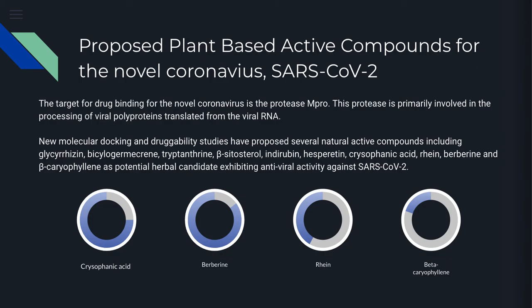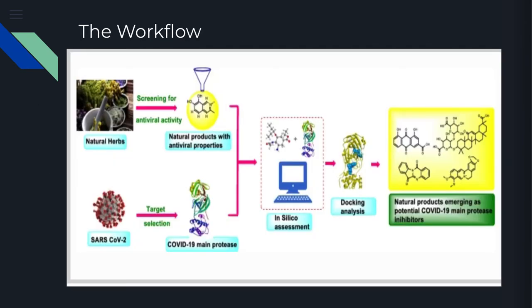In the next slide, we will take a look at the methods used by the researchers. This is a pretty self-explanatory diagram of the workflow used by the researchers for exploring plant-based candidate drugs. In simplest terms, plants were selected and then screened for their antiviral properties. The target for the drug was selected for the novel coronavirus, and downstream assessments using docking algorithms were performed. The selected drug candidates were then analyzed further.